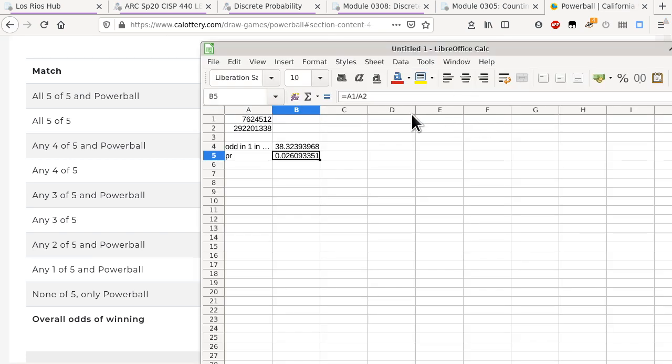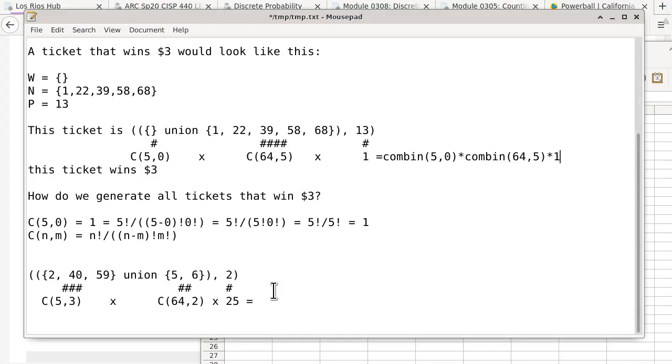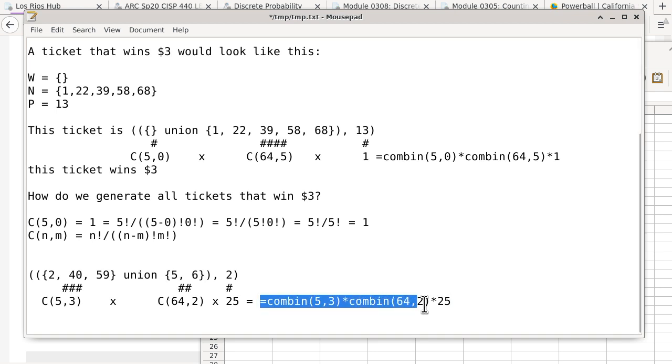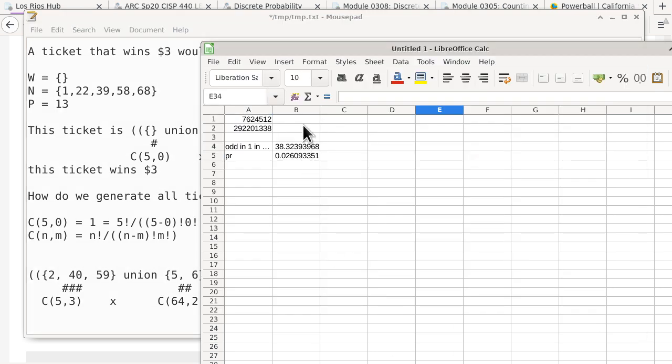Okay, so what we'll do is go back to the notepad here. We're going to finish this calculation. In this case, we want exactly 3 of the matching numbers and not having the Powerball number match. So we'll go ahead and actually do this computation. We look at the combination of choosing 3 out of 5, times the number of combinations of choosing 2 out of 64, and multiply it by the 25 numbers that do not match the Powerball number. Now we take this and plug it into the spreadsheet, and I can plug it maybe in here. There we go. And we want to do the same calculation.